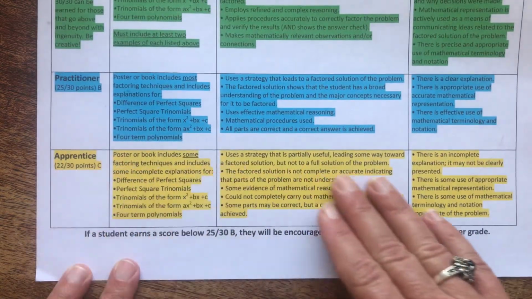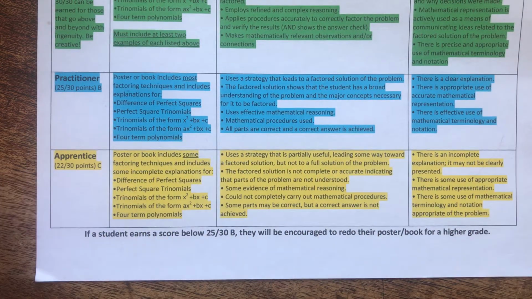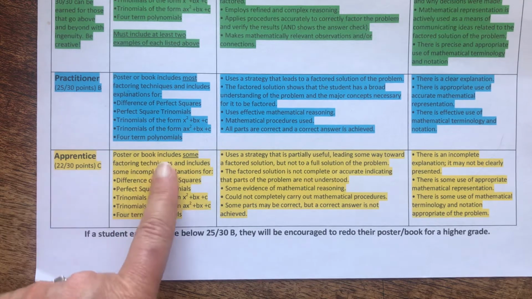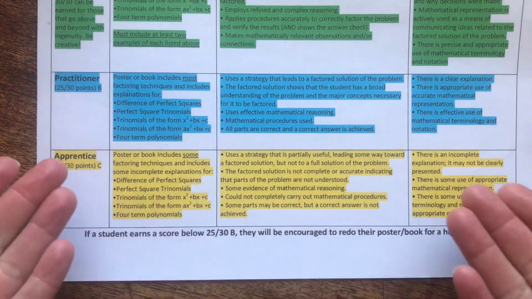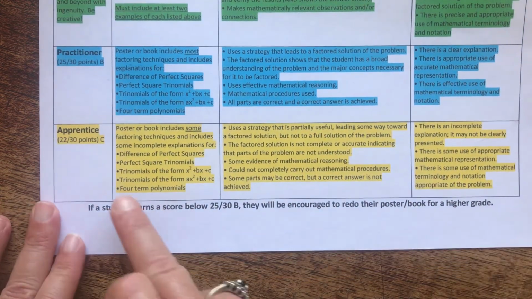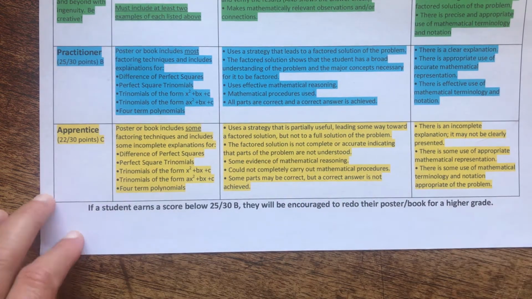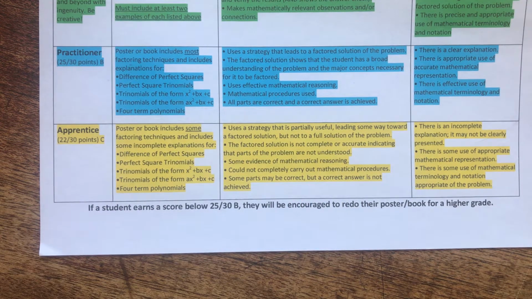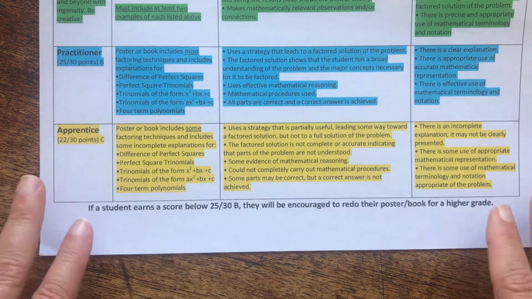And then right here we have apprentice level. That's a solid C grade of 22 out of 30. These are the things that a grade of C would earn. And notice the little caveat down here. It says if a student earns a score below 25 out of 30, which is B, they will be encouraged to redo their poster and book for a higher grade.